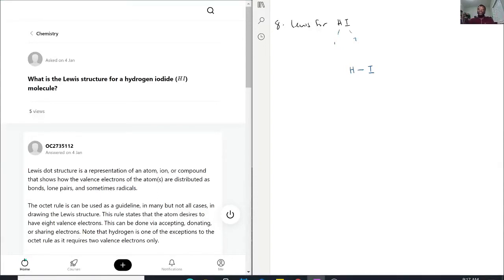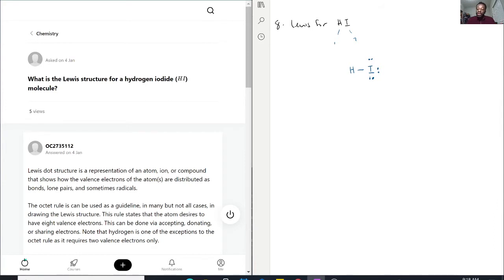Hydrogen right now is sharing one of its 1 electron, so we don't need to add anything. Iodine on the other hand is sharing right now one of its 7. So it has now 2, 3, 4, 5, 6, 7. This right here would be its supposed complete octet rule. Let's double check. The bond counts as 2 electrons, and then we have 3 lone pairs, which is 6 electrons. So in total, that is 8.